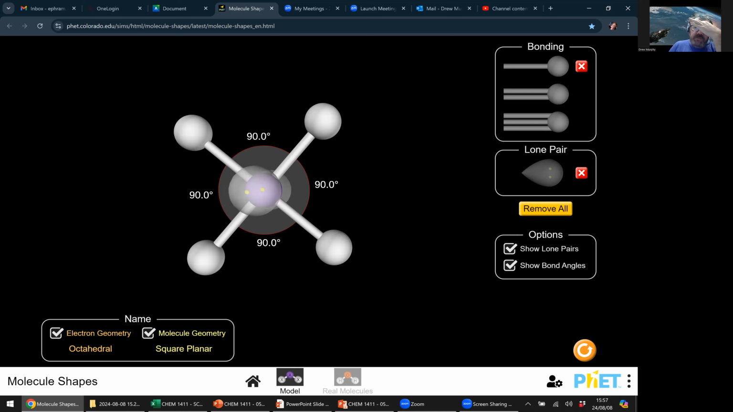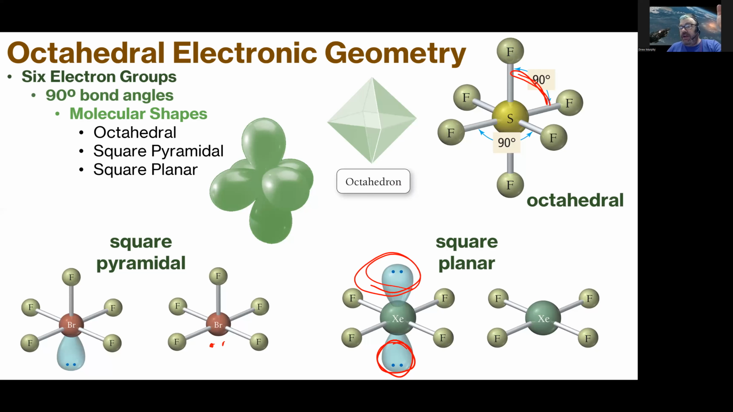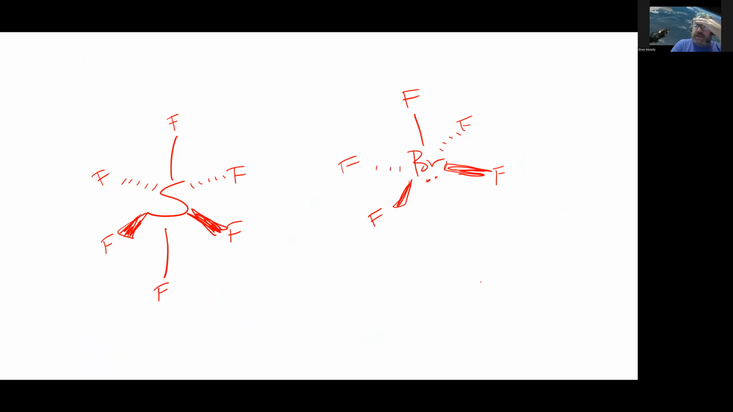You might see some things that say you can have linear or T-shaped for octahedral as well, but those things are less common and we're not going to stress about them. Okay. All right, so for our square planar, we could just say XeF4, and of course you'll be putting lone pairs on these fluorines as needed.